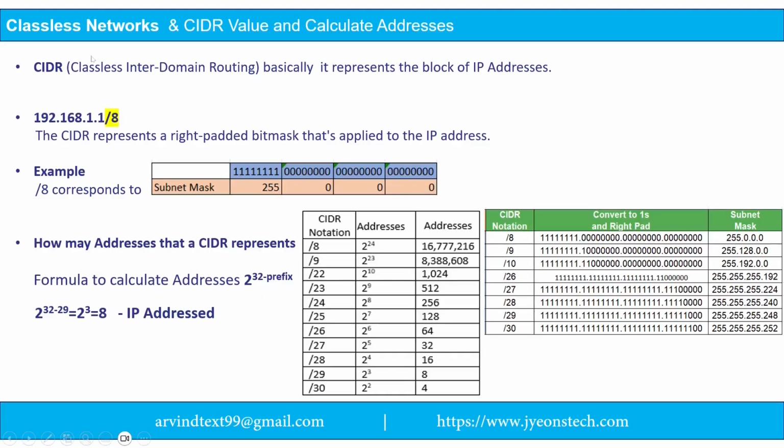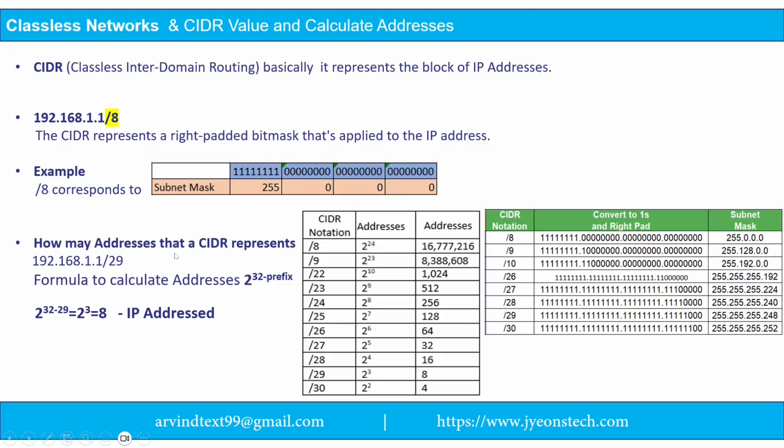Let's discuss classless networks, CIDR, and how to calculate addresses. What is CIDR? CIDR is classless inter-domain routing. Basically, it represents a block of IP addresses. For example, you are given this IP address /8. The 8 represents the CIDR value. The CIDR represents a bit mask that applies to the IP address. For example, /8 corresponds to this subnet mask, which is the binary value of this one, and the subnet mask is 255.0.0.0.